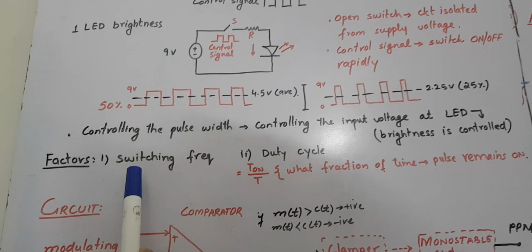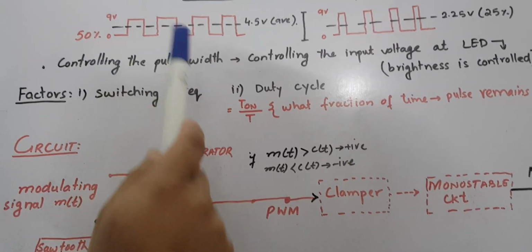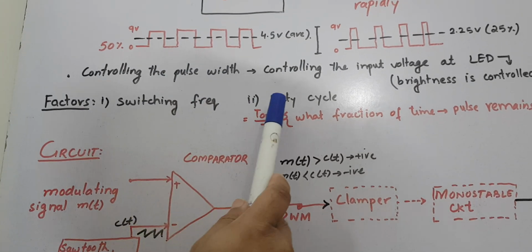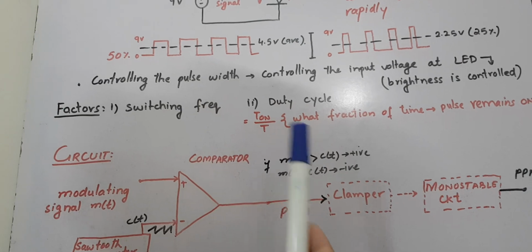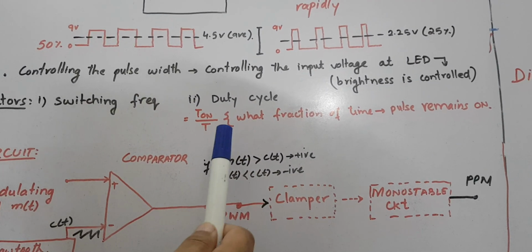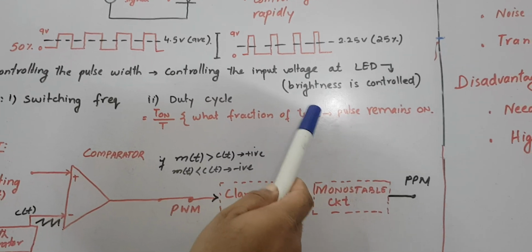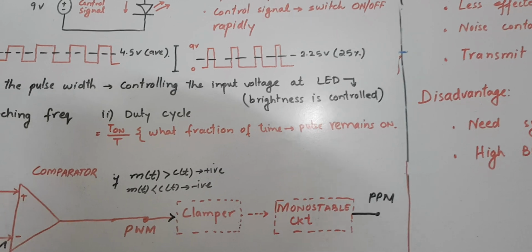It also has some factors. The first one is the switching frequency, how fast the switch turns on and off, and the second one is the duty cycle, which is the ratio of the time when the switch is on to the total time. You can say it is the fraction of time the pulse remains on, and that is known as the duty cycle.